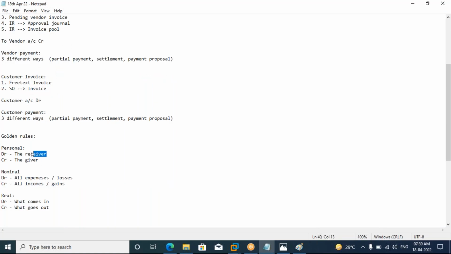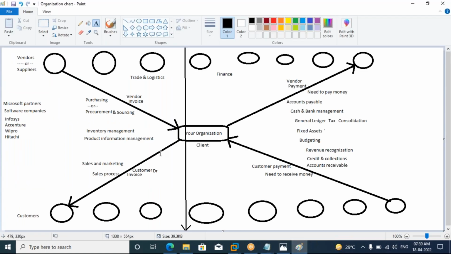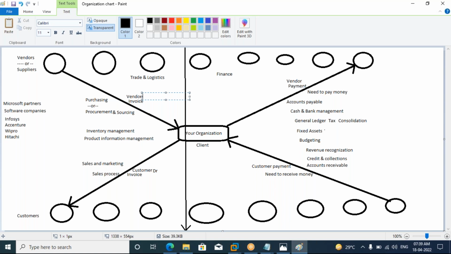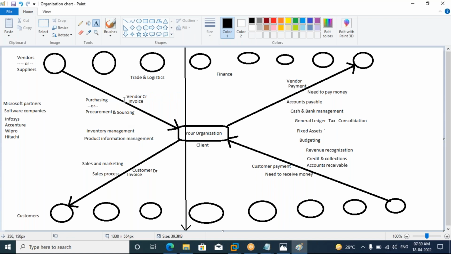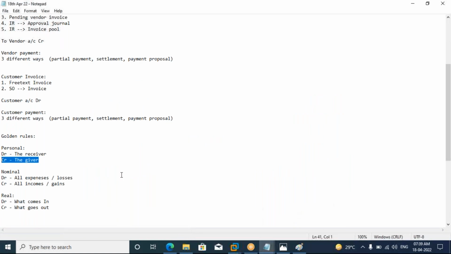Debit the receiver, credit the giver. The receiver means the material is being received by the customer. And credit the giver means vendor credit, because the vendor is the giver. We are receiving material. Who is giving material? The vendor. Debit the receiver means the material is received by the customer. Debit the receiver, credit the giver.